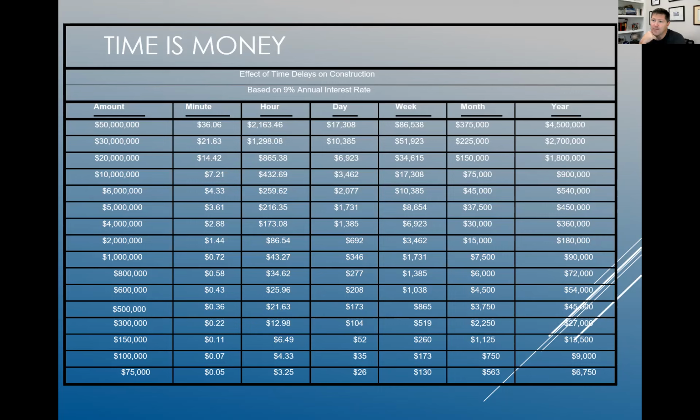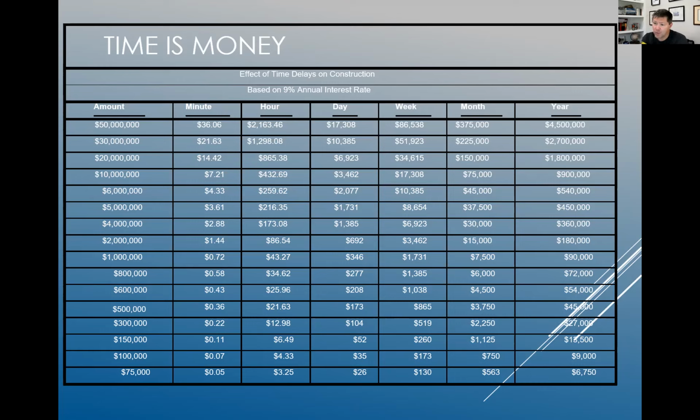So if we take a $50 million loan, you're actually paying $36 every minute, $2,100 every hour, $17,000 every day, $86,000 a week, $370,000 every month, and then $4.5 million a year. Think about that. If you have one day where somebody doesn't show up on a major project where you've taken out a loan of $50 million, you just lost $17,000.